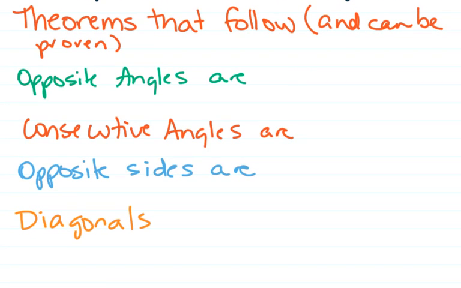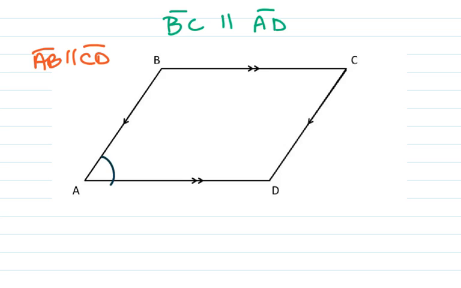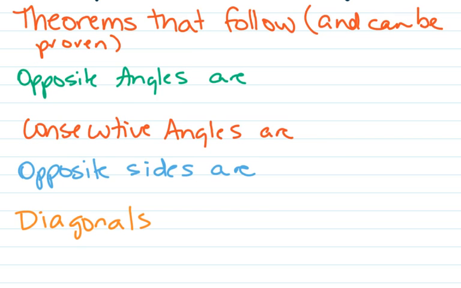The first one is that in a parallelogram, opposite angles, and when I talk about opposite angles, I'm talking about angles like A and C. Those are opposite angles. I'm also talking about angles B and D. Those are opposite angles. In a parallelogram, opposite angles are congruent. Like I said, we can prove that, and we will. But that's a theorem that is true for all parallelograms.